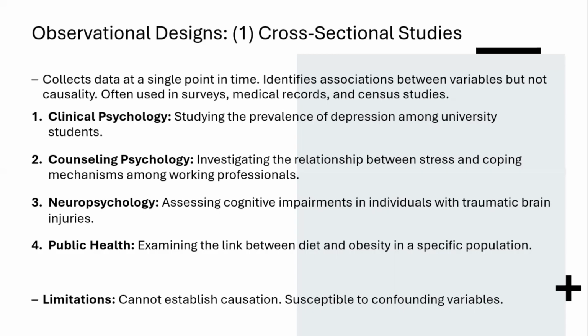You can't use cross-sectional to establish causation because you pick the data once. So, for example, you went to some school, you checked depression levels, and you checked maybe studying habits, and then you are saying this studying habit causes depression. No, you can only say that there seems to be some association between them, but you can't say this causes that because you only looked at it once. You didn't check it over time.